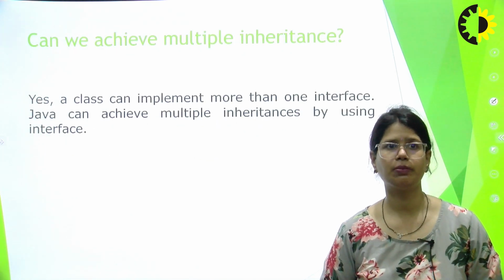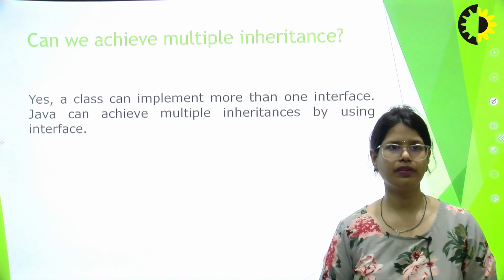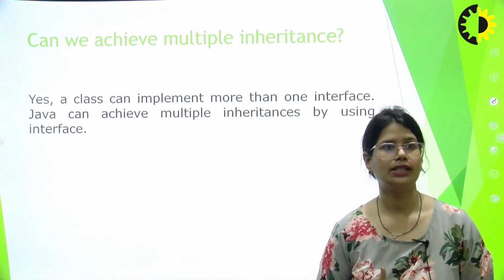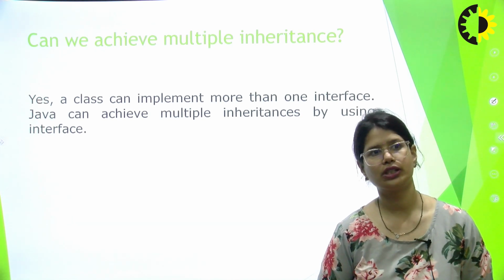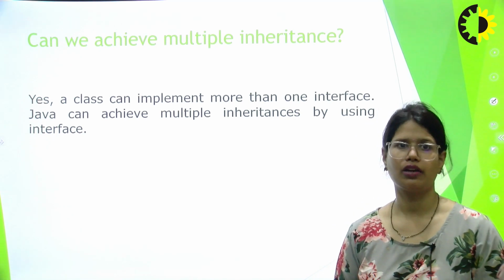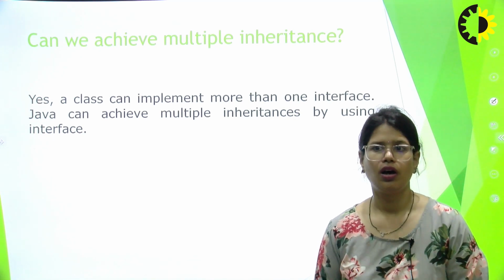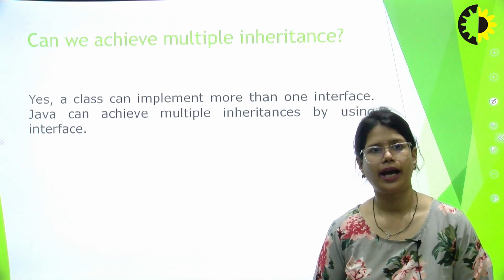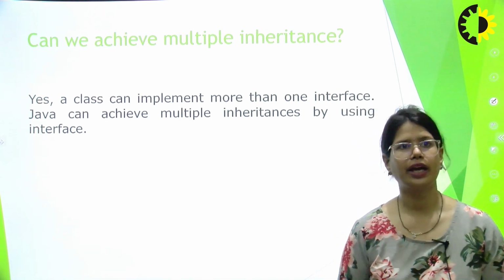Can we achieve multiple inheritance? Yes, definitely we can achieve multiple inheritance, as a class can implement more than one interface, and Java can achieve it by using the interface. Although we don't do that because of the complexity of the program when we are using multiple inheritance.